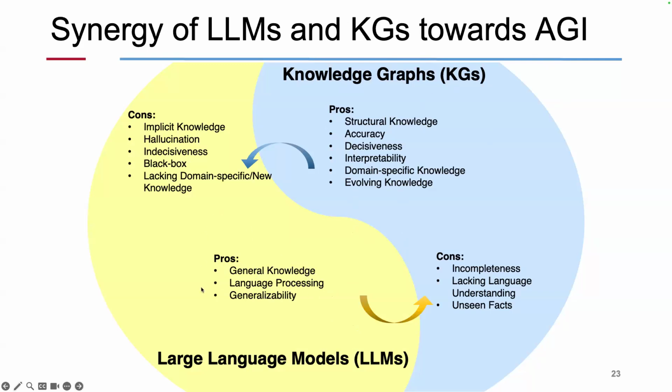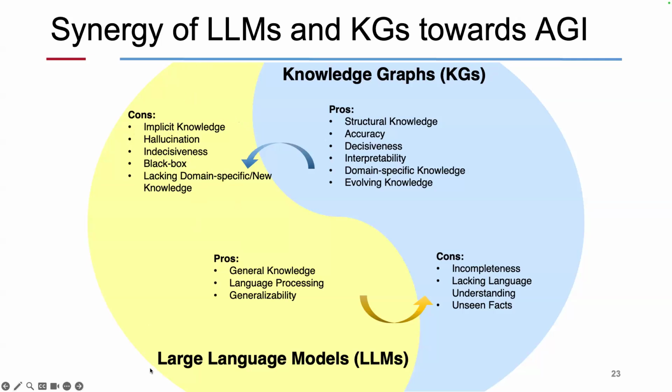But LLMs also suffer from a lot of limitations. They have very implicit knowledge. We really don't know what knowledge is represented inside the LLM, and LLMs also suffer from the problem of hallucination and indecisiveness, they are black box models, and they lack domain-specific knowledge.